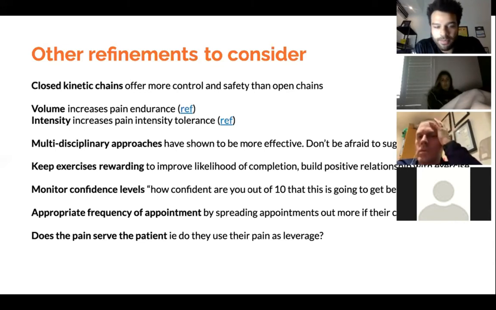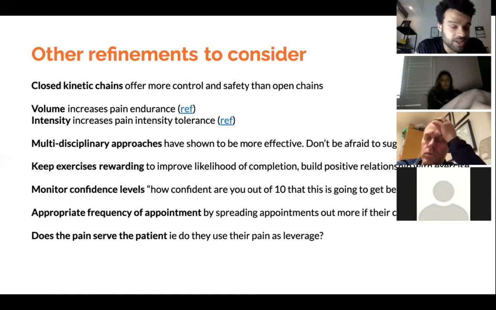Does the pain serve the patient? I.e., are they using their pain as leverage? Does their pain get them out of doing things they don't want to do? For example, work, or certain tasks around the house. If that's the case, I often have very honest conversations with my patients.